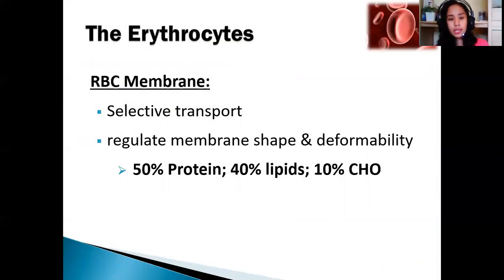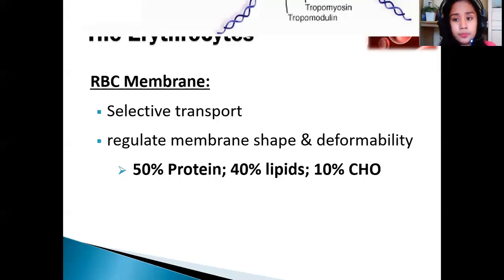And so the contents, kakalimutan to. So the contents is 50% protein, 40% lipids, and 10% CHO. Anong CHO? Carbohydrates. It's selective transport. So yung red blood cell membrane natin, choosy siya. It's selective transport. It's, sabihin natin, private subdivision. Hindi lahat pwedeng pumasok. It's selective.